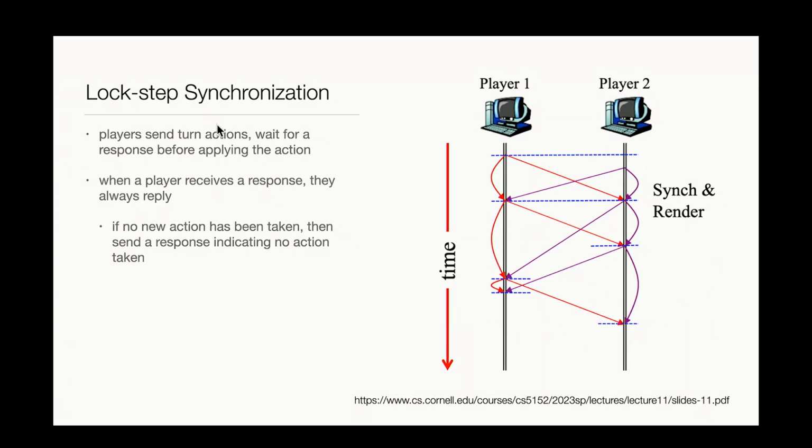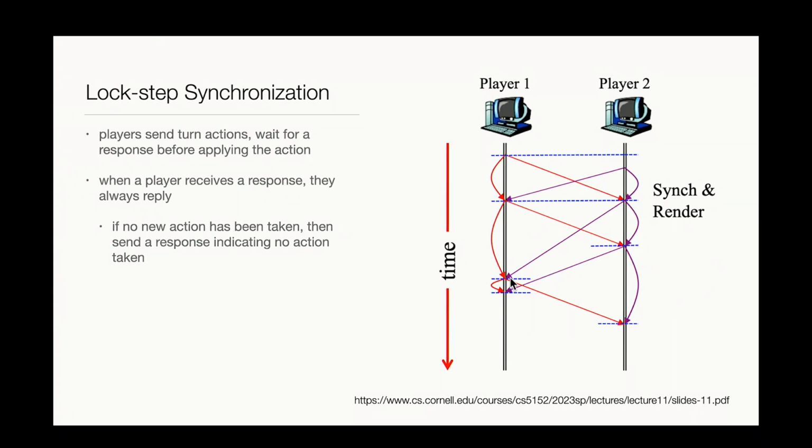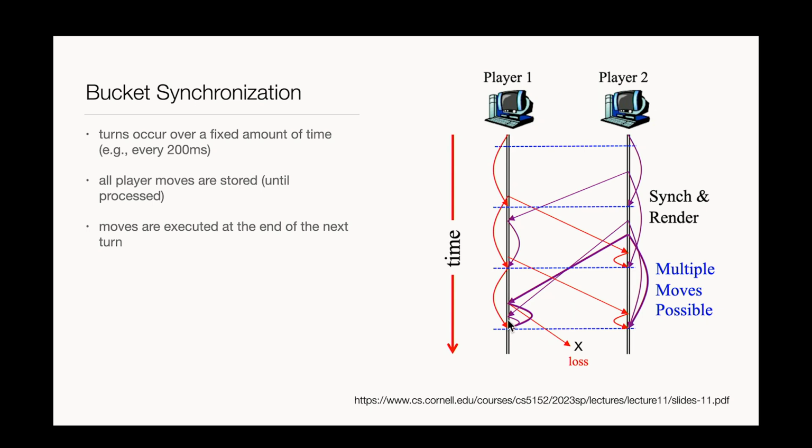In both bucket synchronization and lockstep synchronization, you also have to deal with the problem of what happens when a message fails to arrive. Remember, in lockstep synchronization, player two's client doesn't update until they receive a message from player one. If this message gets lost for some reason, player two's client never updates. So you have to decide what you're going to do if a long amount of time has elapsed and you haven't received a message from the other client. Similarly here, you have to decide what you are going to do if a message gets lost. If this movement from player one gets lost, it won't get updated at the next time step. Do you resend the message? How do you resend the message? And so on and so forth.